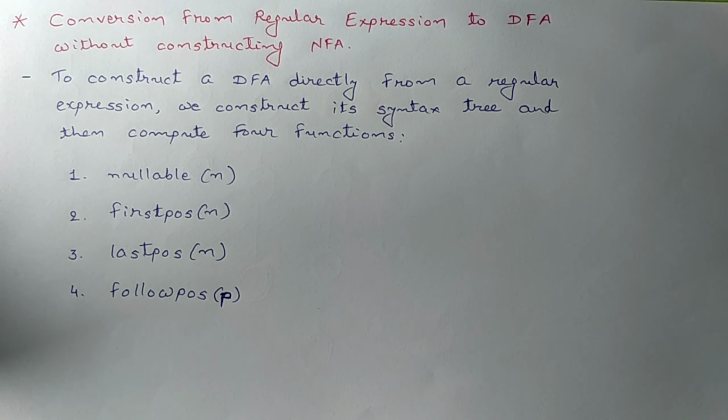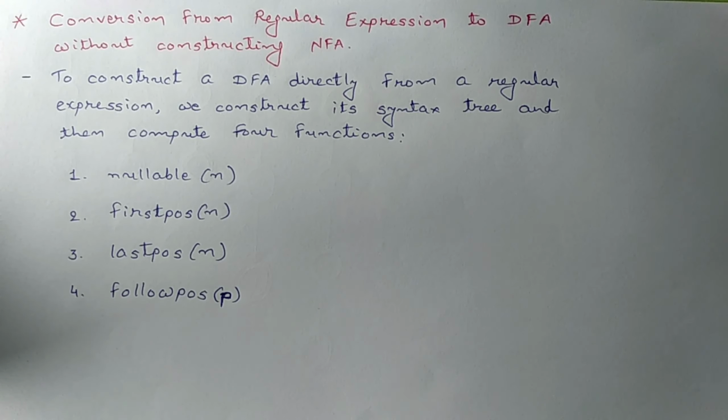In this example, you are given a regular expression, then convert it into its equivalent DFA, but you do not construct an NFA. So for converting from regular expression to DFA without constructing an NFA, you have to construct the DFA directly from the regular expression. We construct it using a syntax tree, then compute four functions which are nullable of n, first position of n, last position of n, and follow position of p.